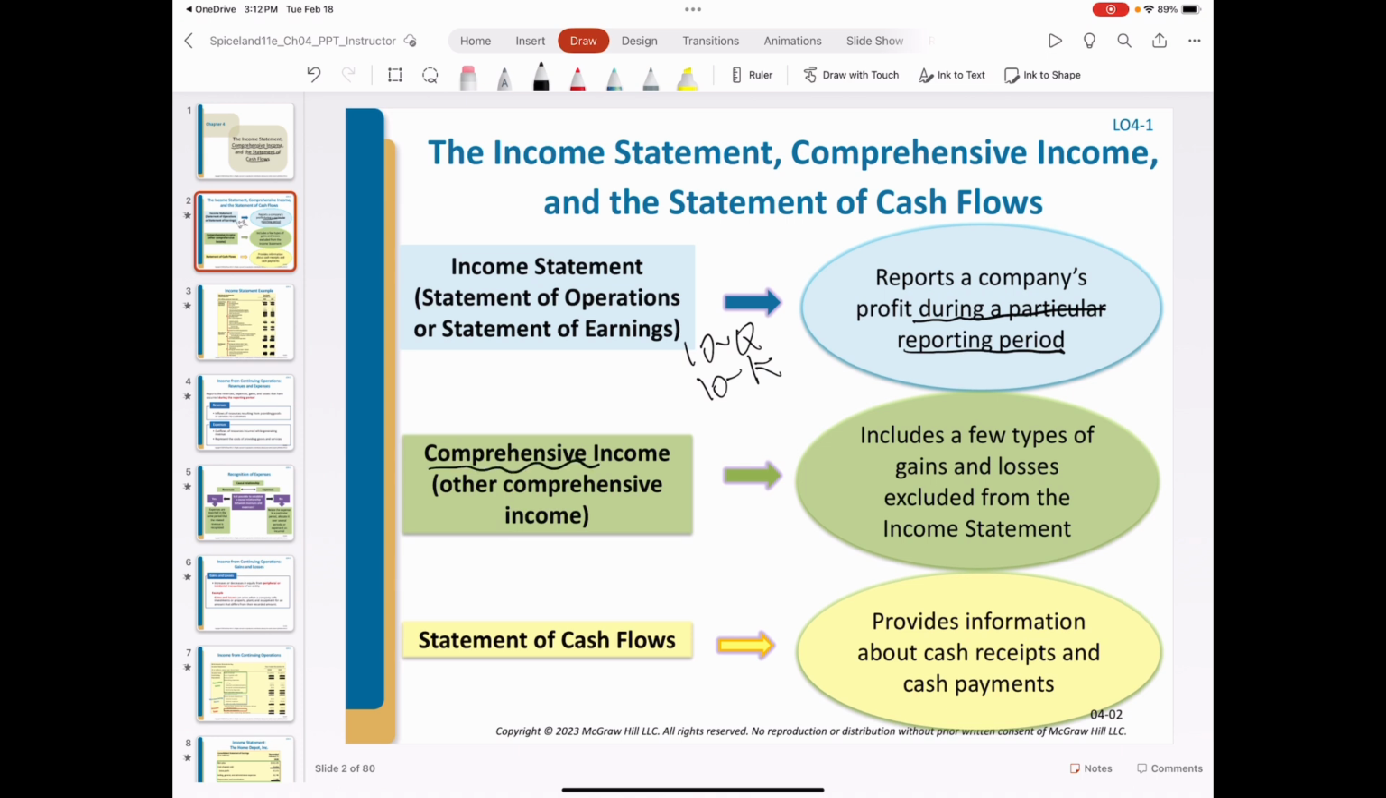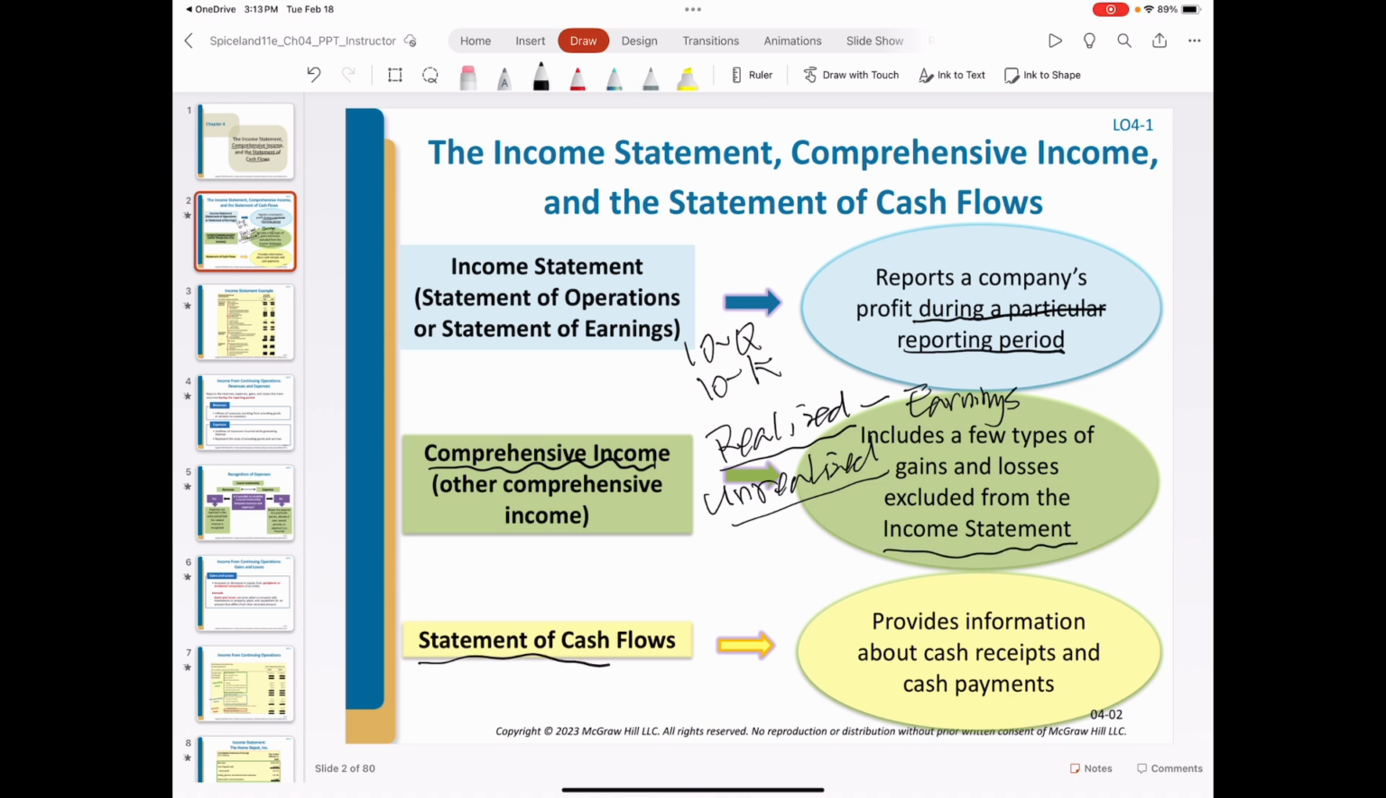Comprehensive income reports both realized and unrealized earnings. The realized earnings is actually earnings, which is the bottom line of income statements. Well, unrealized is the other comprehensive income, which includes unrealized holding gains and losses that were excluded from the income statement.